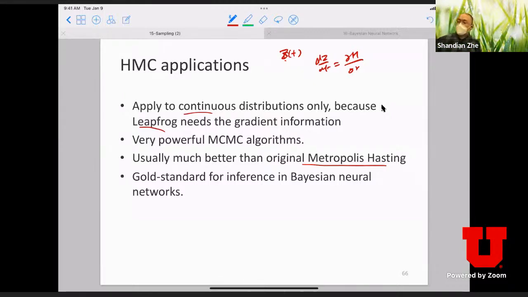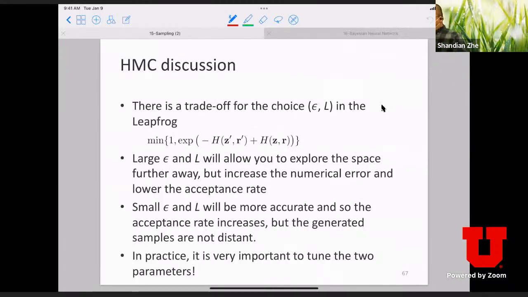But of course, there's no free lunch. Even though HMC is efficient and nice, it is usually still much slower than variational inference. Okay. So now we want to talk about some practical experience in using HMC, or practical trade-offs.